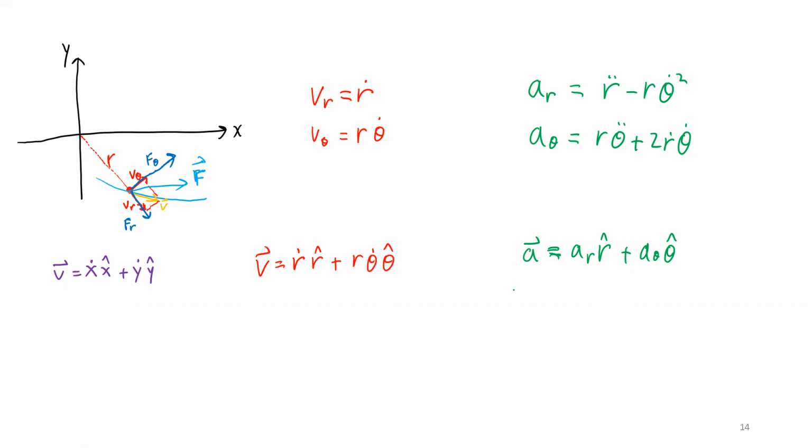Then F equals ma would give me F_r r hat plus F_theta theta hat equals a_r r hat plus a_theta theta hat, times m, of course. So you end up with two equations: F_r equals m a_r and F_theta equals m a_theta.